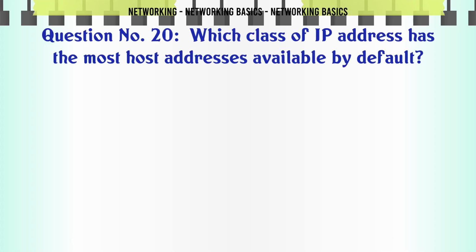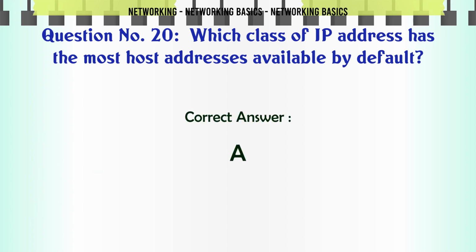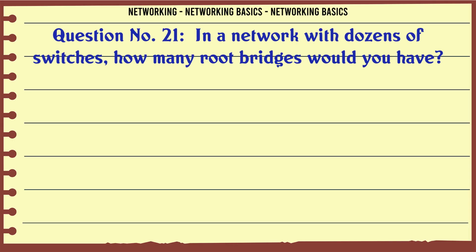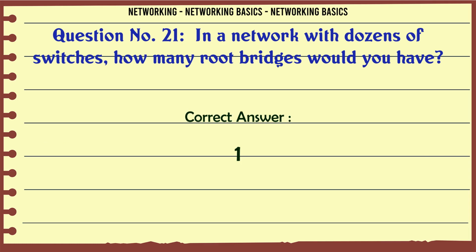Which class of IP address has the most host addresses available by default? A, B, C, D, A and B. The correct answer is A. In a network with dozens of switches, how many root bridges would you have? A. 1, B. 2, C. 5, D. 12. The correct answer is 1.